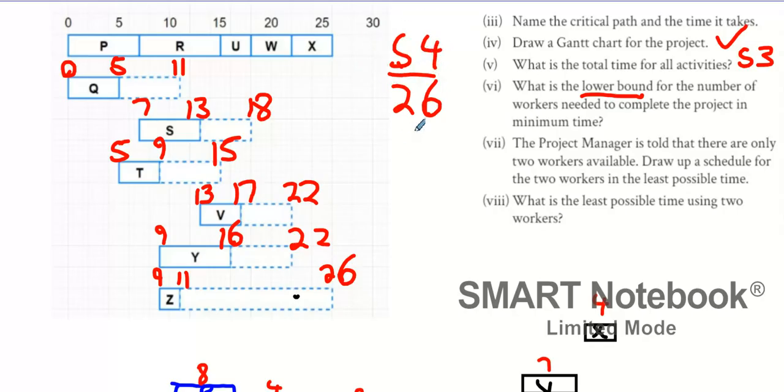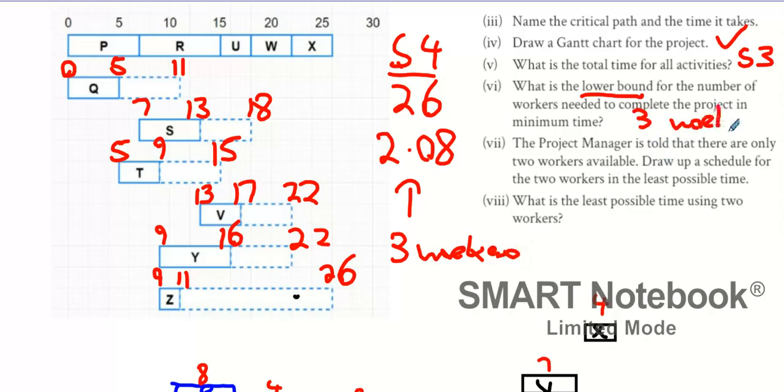So what's 54 divided by 26? 2 point. Okay. 2.08. So how many workers will it take to do this job? 3 workers. So that's 3 workers.